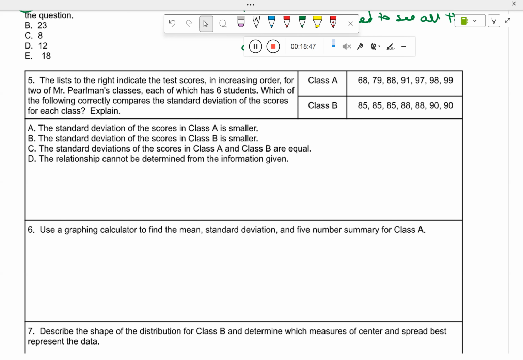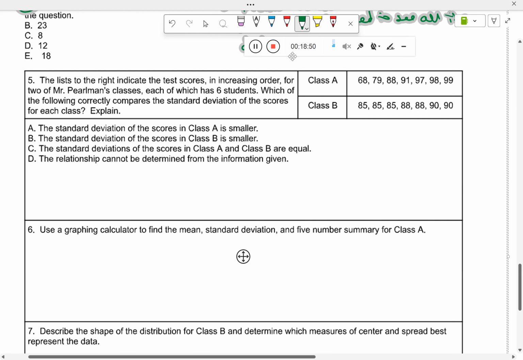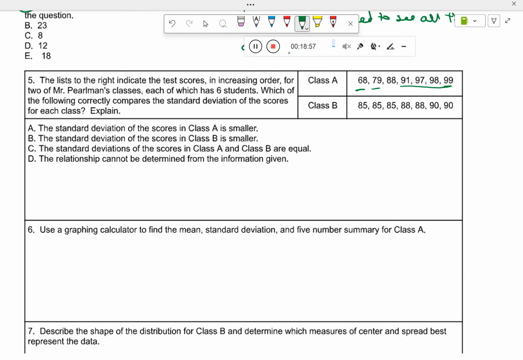Now, as I start, I'm looking at class A. I see we've got a low end of 68, a high end of 99. There's quite a few grades in the 90s and then one each in the 60s, the 70s, and the 80s. So there's a cluster of grades at the high end, and then they kind of trail off down to the left. Whereas when I look at class B, the lowest is 85 and the highest is 90. So the minimum here is significantly bigger than the minimum in class A, but the maximum in class B is substantially smaller than the maximum in class A. There's a lot more consistency here.